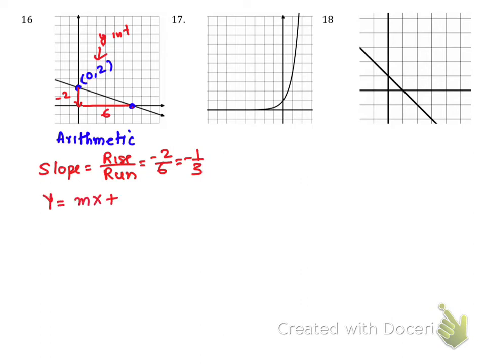So that's one other thing. I will show you how to do it with a table. y equals negative 1 over 3x plus 2. That's the equation. But because you're doing the arithmetic sequence, you just know how to do the table stuff, so I can show you that way also.